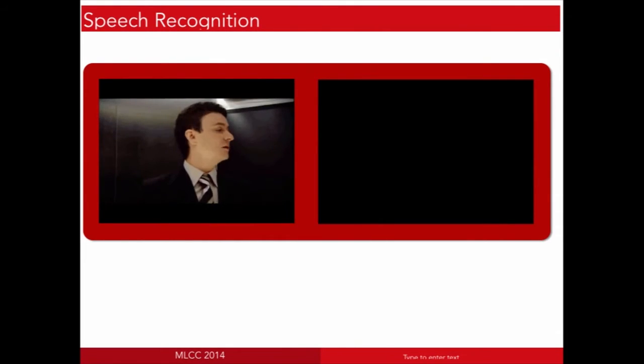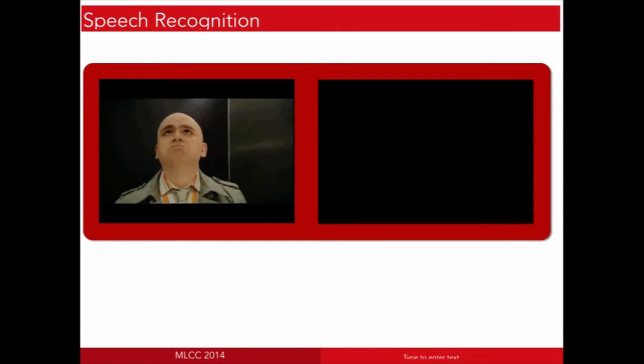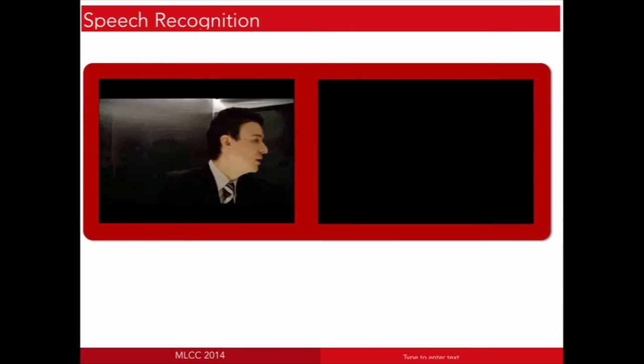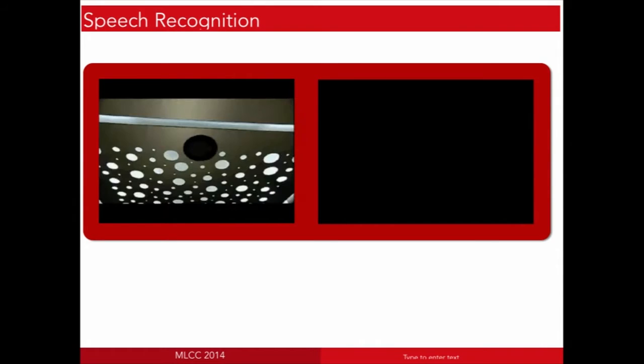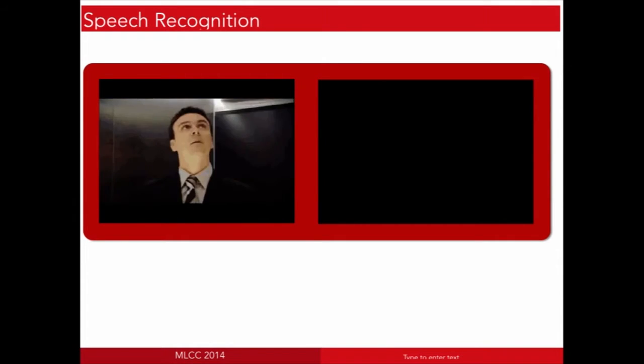Voice recognition technology in a lift in Scotland. You ever tried voice recognition technology? No, they don't do Scottish accents. 11. Could you please repeat that? 11.